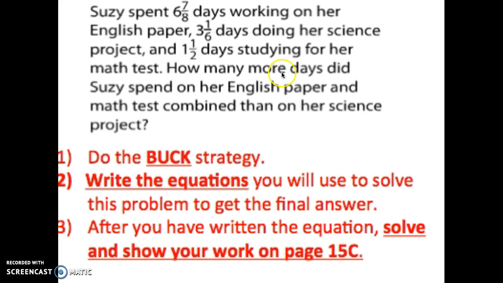On page 15C, you need to go ahead and paste this question, rewrite it, or print it out from your computer and solve this one out, just like how we did that example problem. You need to do your buck strategy first, then write your equations, and then solve them out.